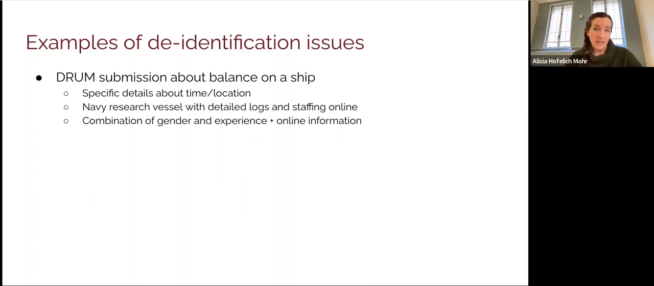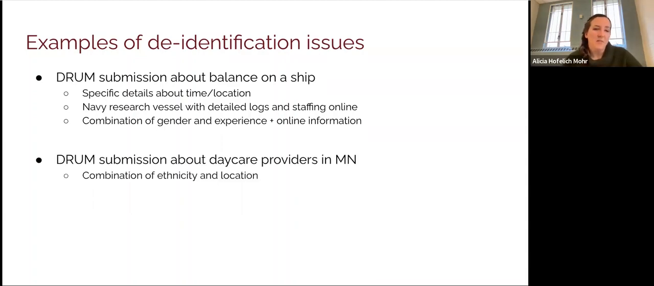So given the date in the data set and the logs available online and the combination of gender plus the years of experience on board a ship, we could triangulate with that online information which person was which with pretty good certainty. So we recommended putting the demographic data in aggregate instead of at the individual level, so it's harder to connect those individual cases with people.